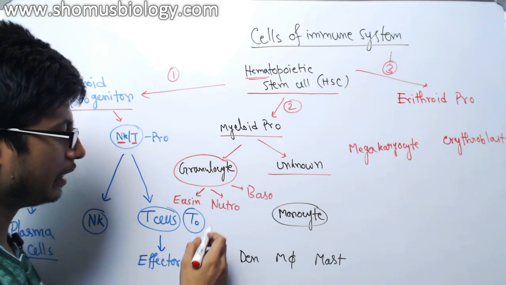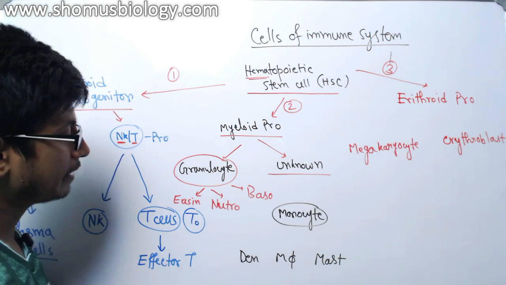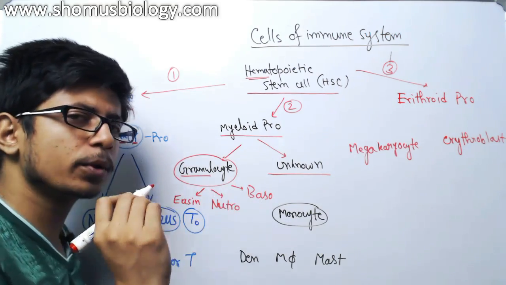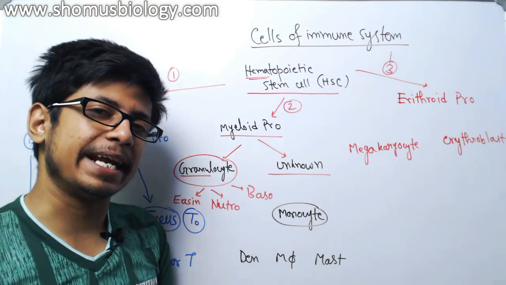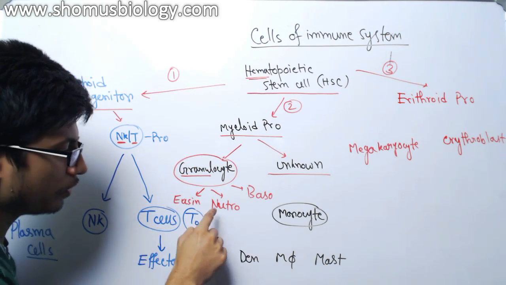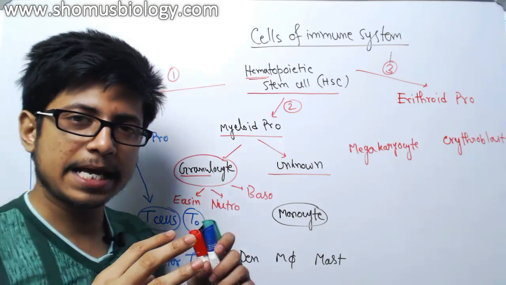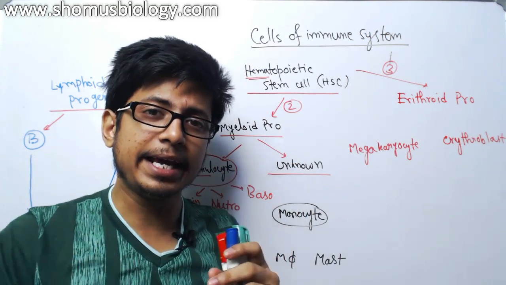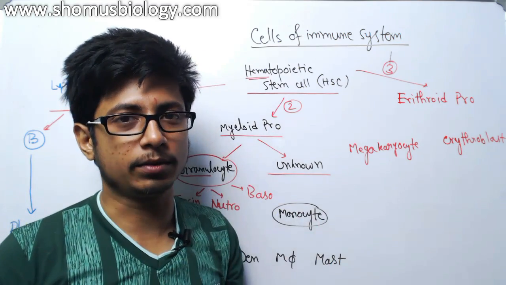Eosinophil, neutrophil, and basophil. Three different types of cells are produced. They are known as a granulocyte progenitor. Why are they known as granulocytes? Because if you look at those cells at this point, eosinophil, neutrophil, basophil, they carry a large nucleus and they have a fragmented nucleus.